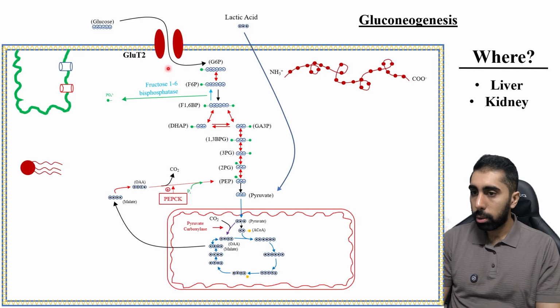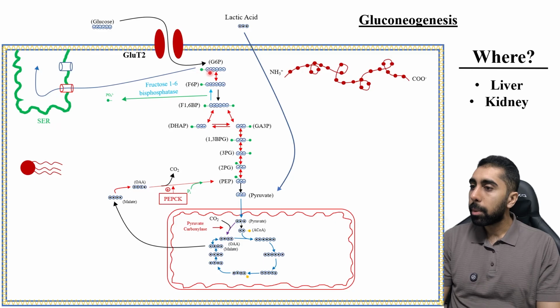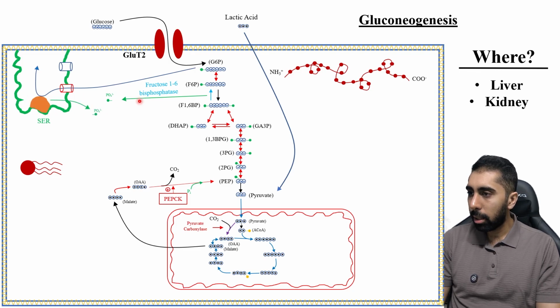So what does our body do? Our liver cells, our hepatocytes, just like many other cells, have a smooth endoplasmic reticulum. Glucose 6-phosphate can enter the smooth endoplasmic reticulum, and there is a very special enzyme here which helps glucose 6-phosphate get rid of this phosphate group, because the only difference between glucose and glucose 6-phosphate is this phosphate group.